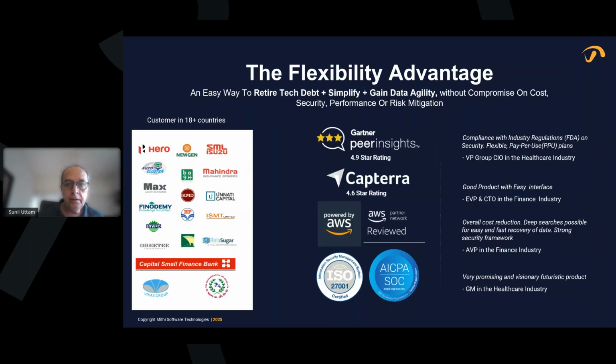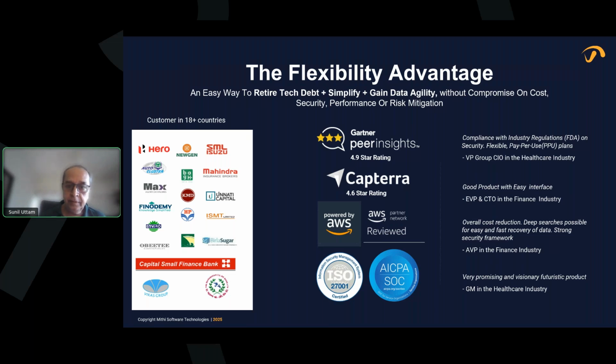We are currently deployed in over 400 enterprise customers, mid to large size, across 18 countries, right? Some logos you can see. These cover BFSI, manufacturing, professional services, IT. IT is a big sector for us, right? Mainly because they are answerable to their customers. We're highly rated on Peer Insights and Capterra. We are powered by AWS, which means we are cloud native on AWS, which is one of the best clouds on the planet today, right?